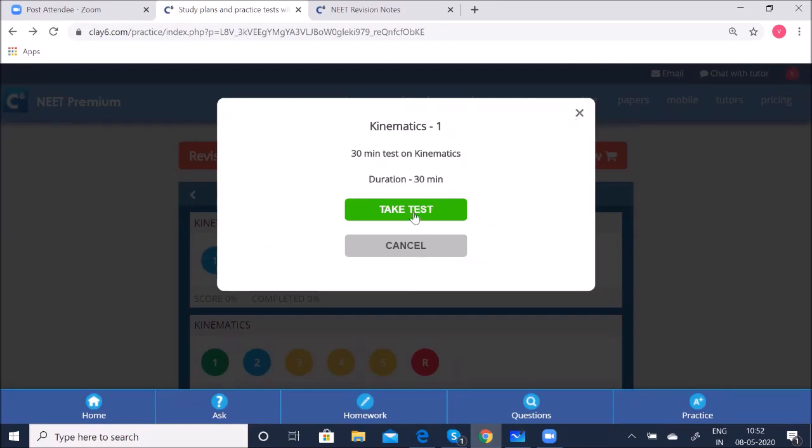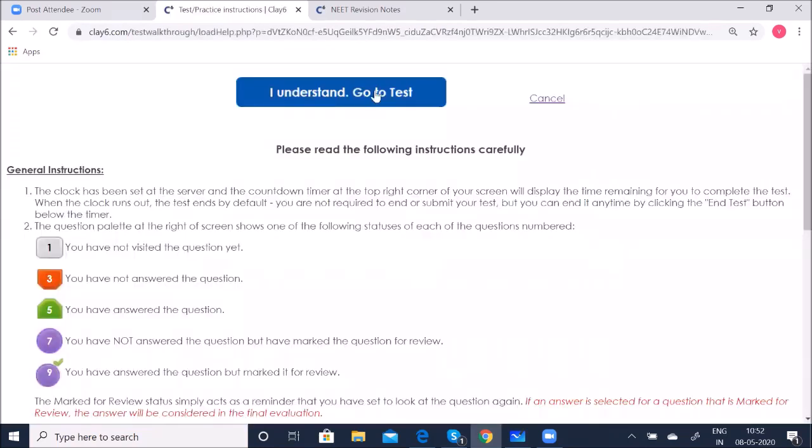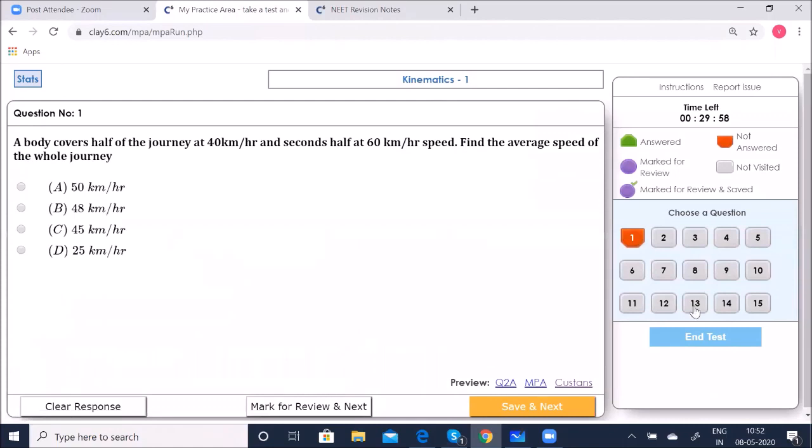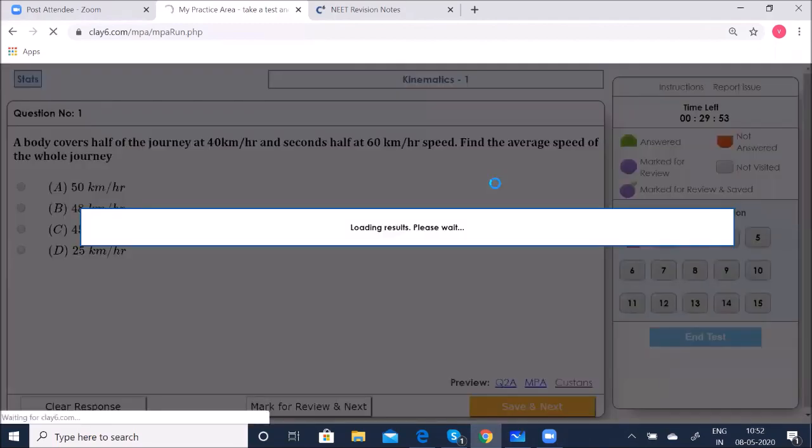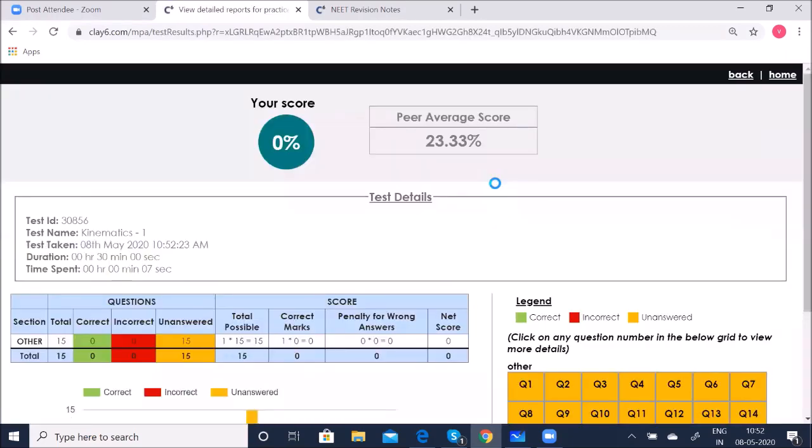So once you take the test and complete it, this is how you go through the test. Finally, once you have finished the test, you click end the test, then it says yes, and the results will be loading. You can see the incorrect questions will be 0 and the others will be marked green. Since there was some technological error, that is why it didn't show.